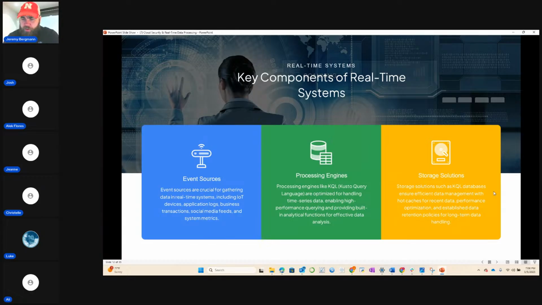But the storage solutions in near real time are helpful. As far as long-term data handling, I don't know if I would store streaming data in this for the long term, but of course that's up to the engineer and how it's needed.